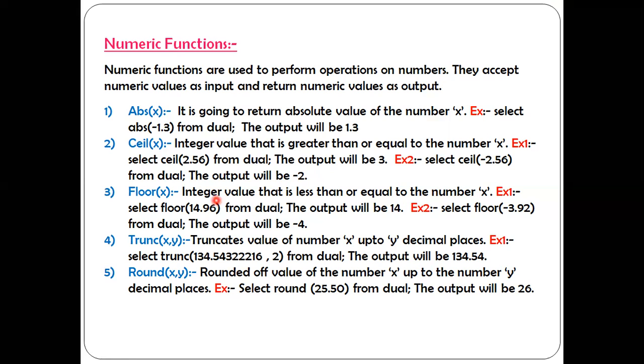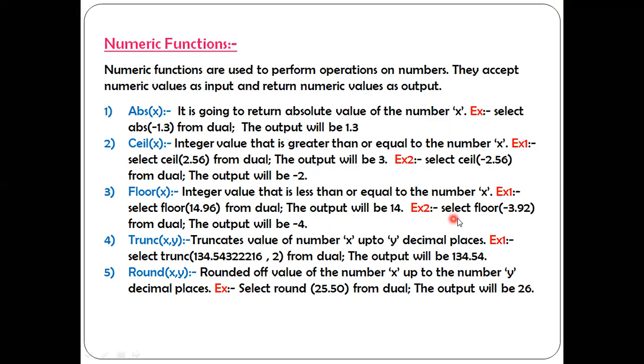Look at this. With select ceil of 2.56, I get the answer 3, the greater value. But here in floor, it returns an integer value that is less than or equal to the number x. So I'm using the function floor. Select floor of 14.96 from the table called dual. I am going to get the answer 14, the smaller one. It won't go for 15. It will come down to the smaller number, 14. The value I gave is 14.96, and instead of 15, I'm getting 14 using the floor function.